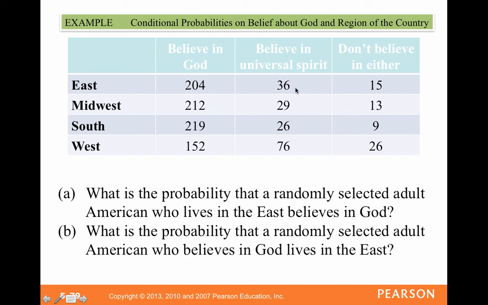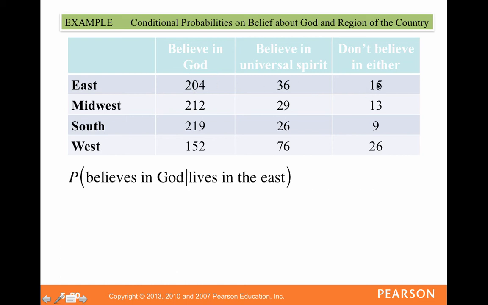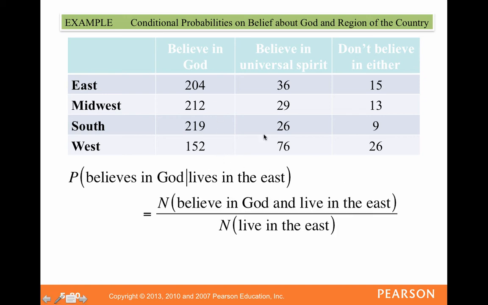Of the people that live in the East, we add 204, 36, and 15. Out of those people, 204 believe in God. So the probability will be 204 divided by the total number of people that live in the East. We know they live in the East; that's the given event. So the sum is 204 plus 36 plus 15, and that number should be 255. 204 divided by 255 gives us 0.8, or an 80% probability.